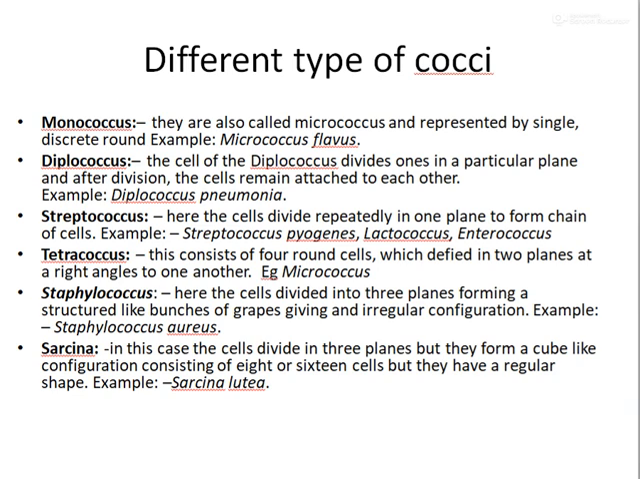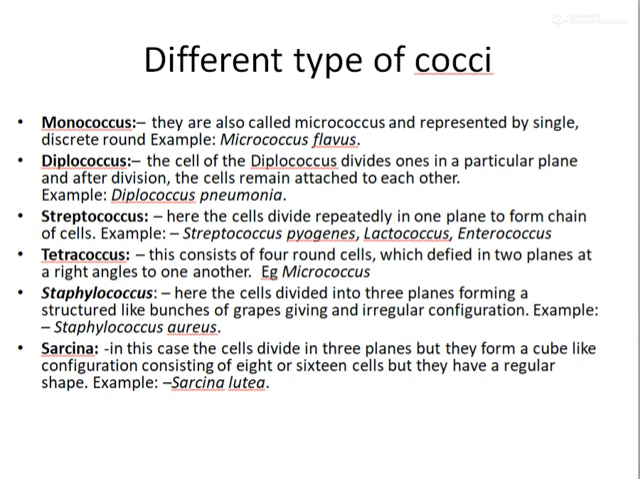Now, whatever be their shape, it is something of their shape which enables us to identify them. And considering cocci itself, in the basic shape of coccus itself, there would be different types of organisms. Now, sometimes they might occur as a single discrete round, as in the case of micrococcus.